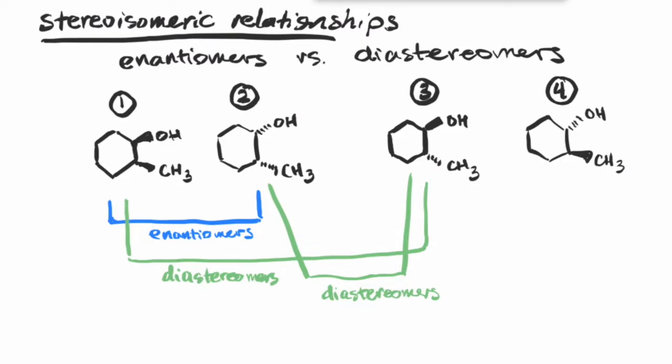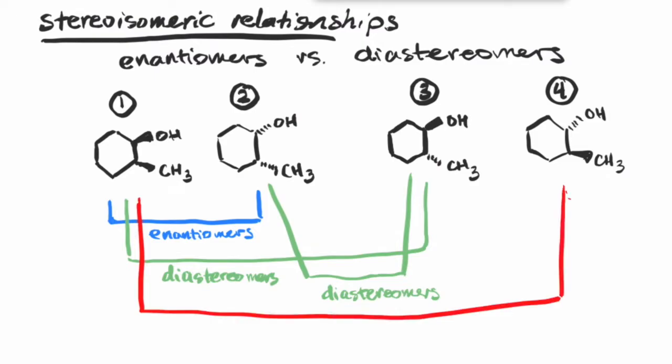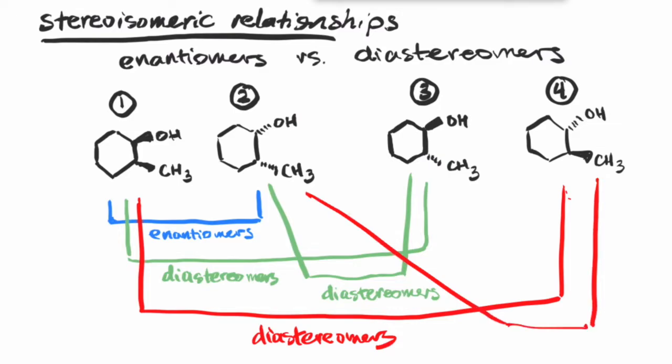All right, so go ahead and convince yourself again that this fourth molecule is indeed a stereoisomer. And go ahead and ask yourself, what is its relationship to molecule number 1 and to molecule number 2? They are stereoisomers, but they are not mirror images, right? So therefore, they are diastereomers. So this molecule with this molecule is a diastereomer. And this molecule with this molecule is diastereomers.